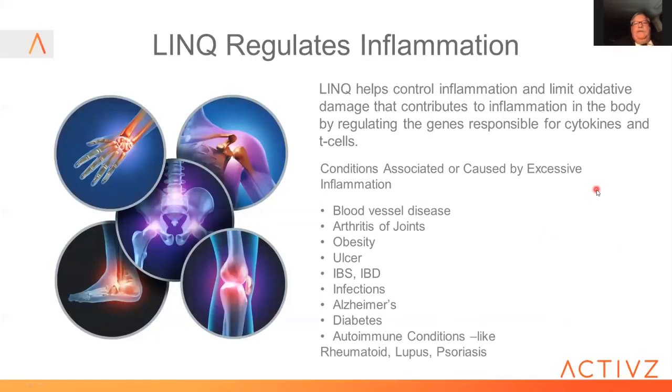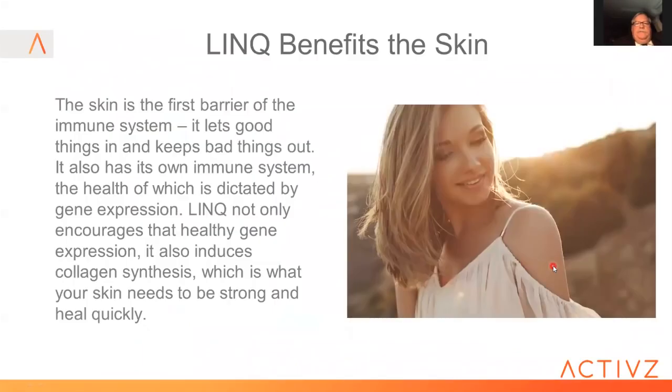And LINQ regulates inflammation. It helps control inflammation and limit oxidative damage that contributes to inflammation throughout the body by regulating the genes responsible for cytokines and T cells. This provides protection in our blood vessel diseases, arthritis in joints, obesity, ulcer, IBS and IBD, as we talked about, infections, Alzheimer's, diabetes, autoimmune conditions like rheumatoid arthritis, lupus, and psoriasis. Let's go to the next one.